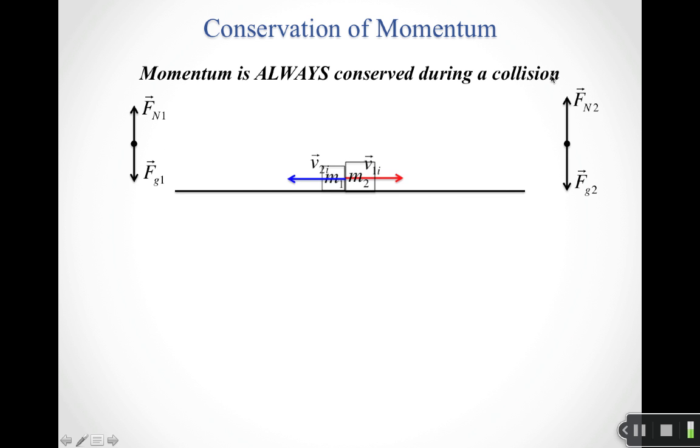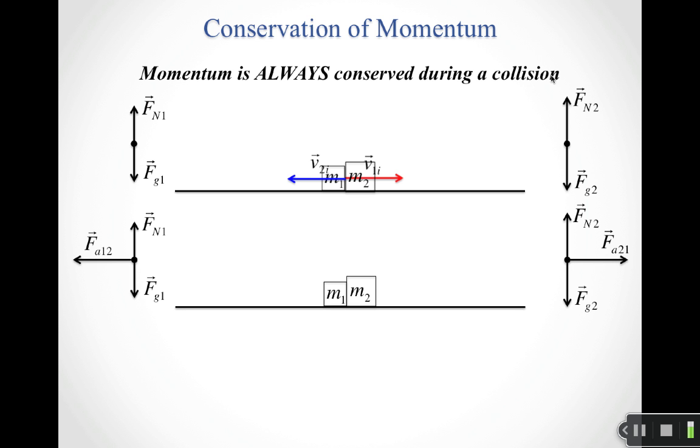They're going to slide towards each other and come into contact. While they're in contact, I'm going to get this internal pair of forces: this applied force that mass 2 exerts on mass 1, pushing it back to the left, and this applied force that mass 1 exerts on mass 2, pushing it back to the right. But because these are internal forces, they're still going to cancel out. So the net force on my system is still 0.